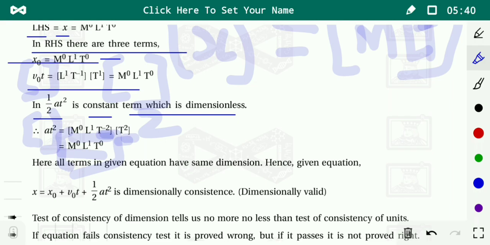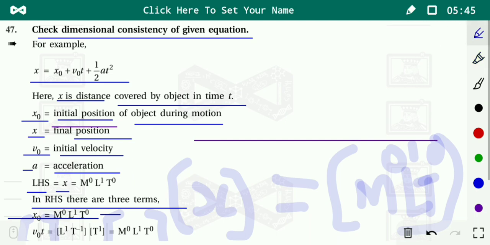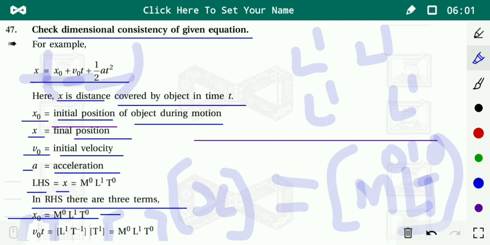Which simply means, students, that here x has dimensions of L¹, x0 also has dimensions of L¹, v0t also has dimensions of L¹, and (1/2)at² also has dimensions of L¹. So on the right hand side, the first, second and third terms all have dimensions of L¹, so addition is meaningful. The dimensional formula on the left hand side is equal to the dimensional formula of the right hand side. So they obey the principle of homogeneity.